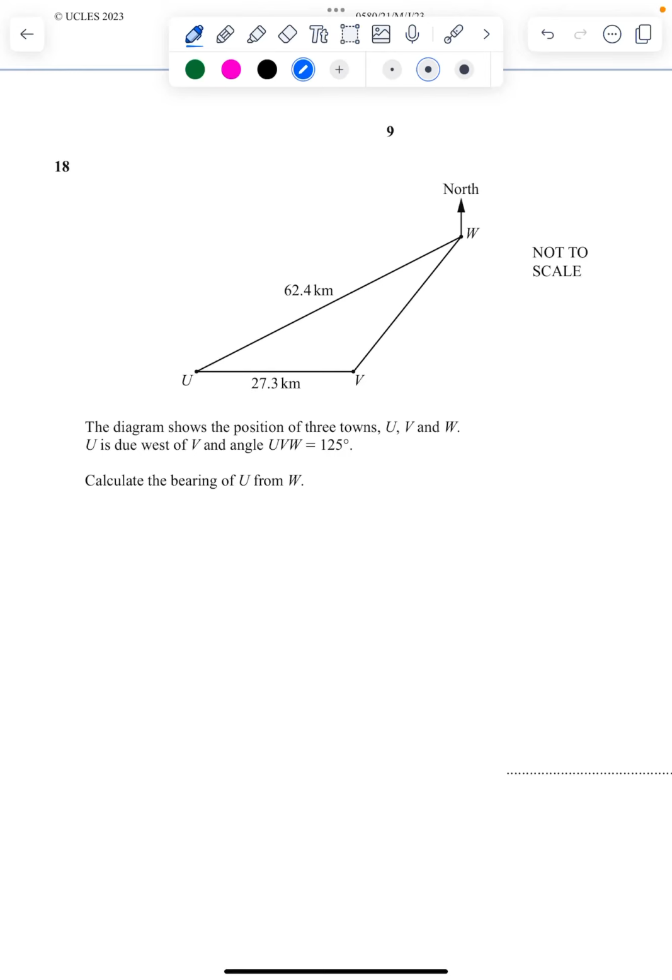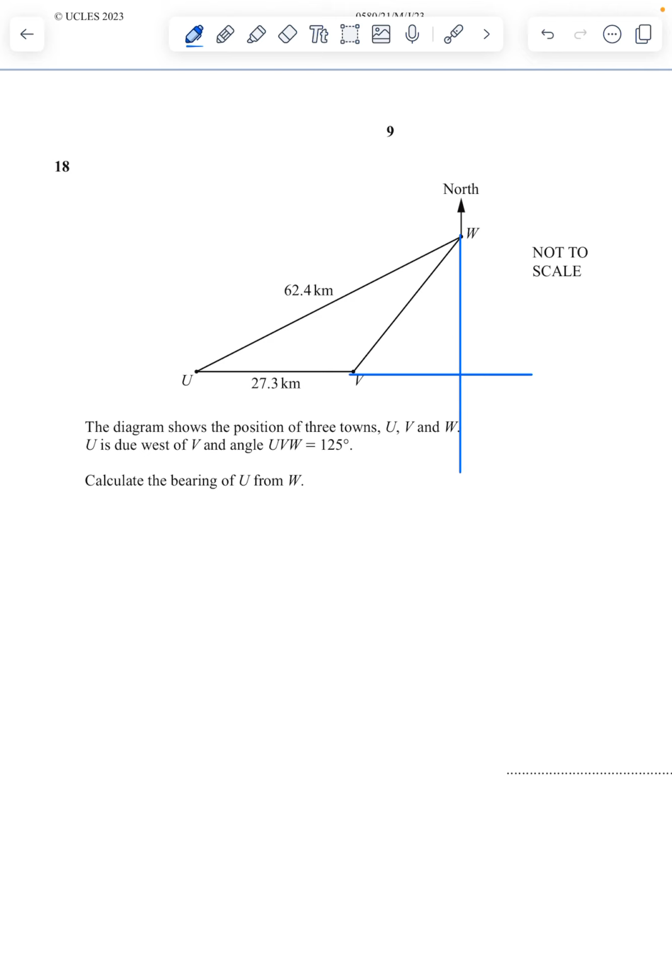Okay, question number 18. The diagram shows the position of three towns U, V, W. U is due west of V. Okay, let me draw that first. And angle UVW is 125 degrees. So this is 125. Okay, so calculate the bearing of U from W.